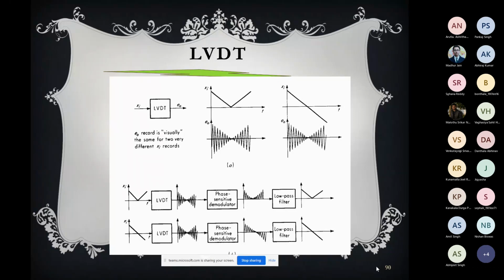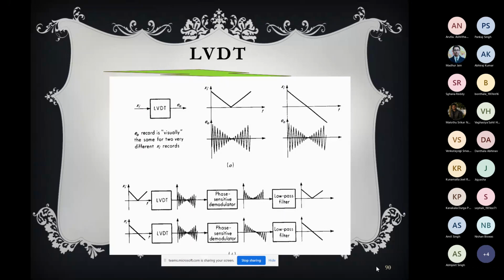Now we apply the phase sensitive demodulator. If we apply the phase sensitive demodulator, what will happen? In one case, it will not come to 0 because it is phase sensitive. It is doing demodulation and it is doing the phase sensitive. So it will not come below. And in another case where the Xi is going down below, you will get the sinusoidal modulated wave which is coming below the next plot.